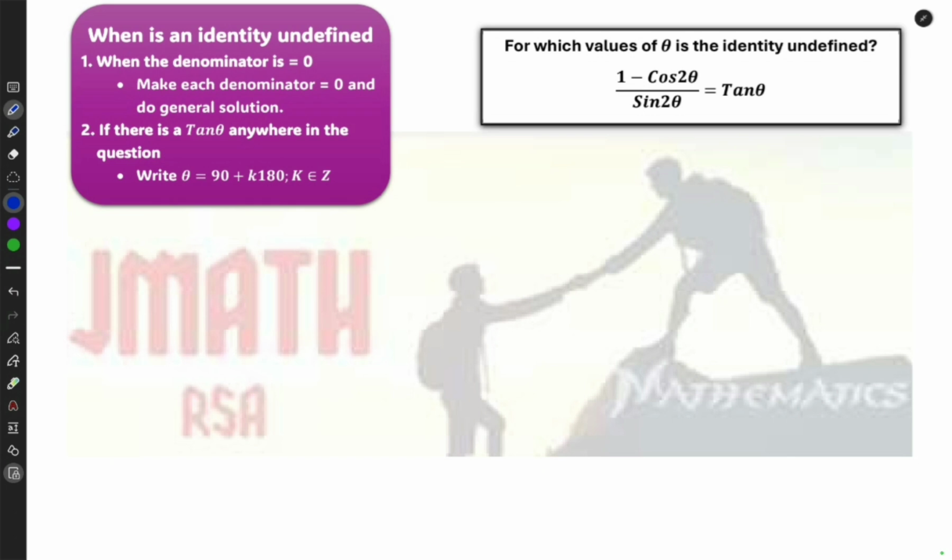So let's do a sum like this, and I'll show you exactly what you need to write down to get full marks. For which values of theta is the identity undefined? Okay, so they're not asking me to prove that left hand side is equal to right hand side. They are asking me just for the undefined. So when starting a question like this, I like to give myself some headings. I can see there's a tan and there are fractions, so I'm going to do denominators and asymptotes. I would start off by saying denominators equal to 0.